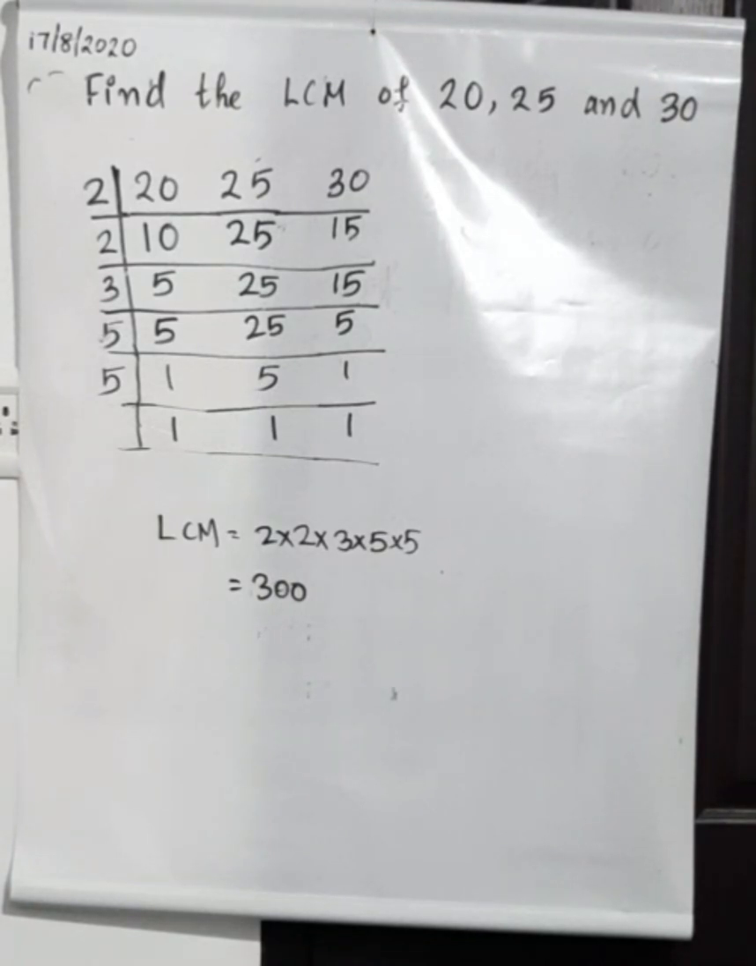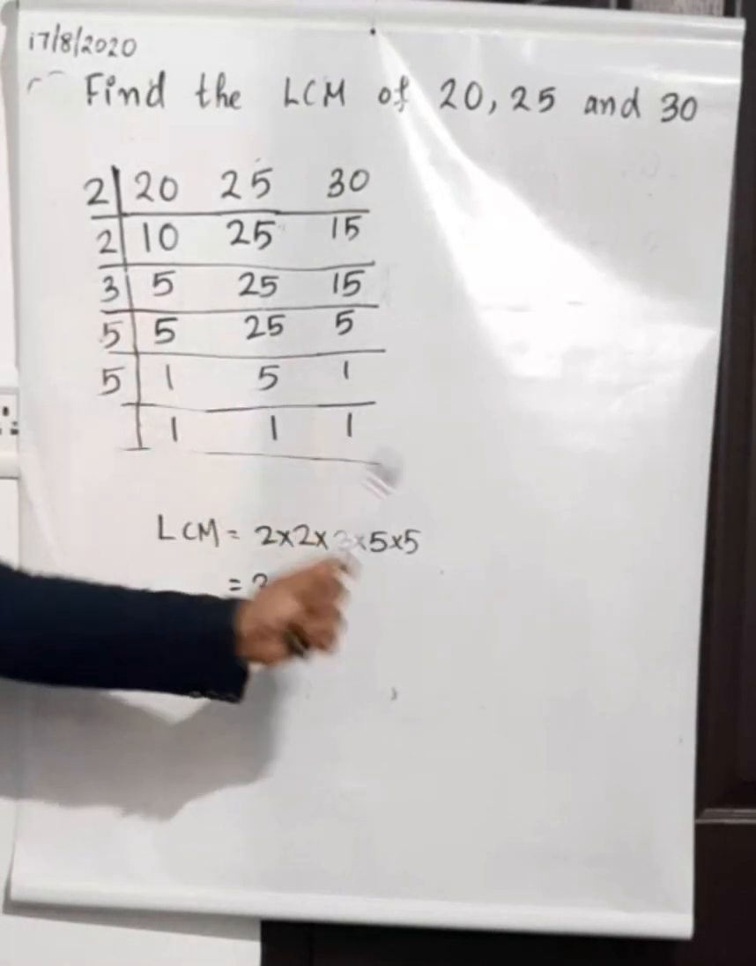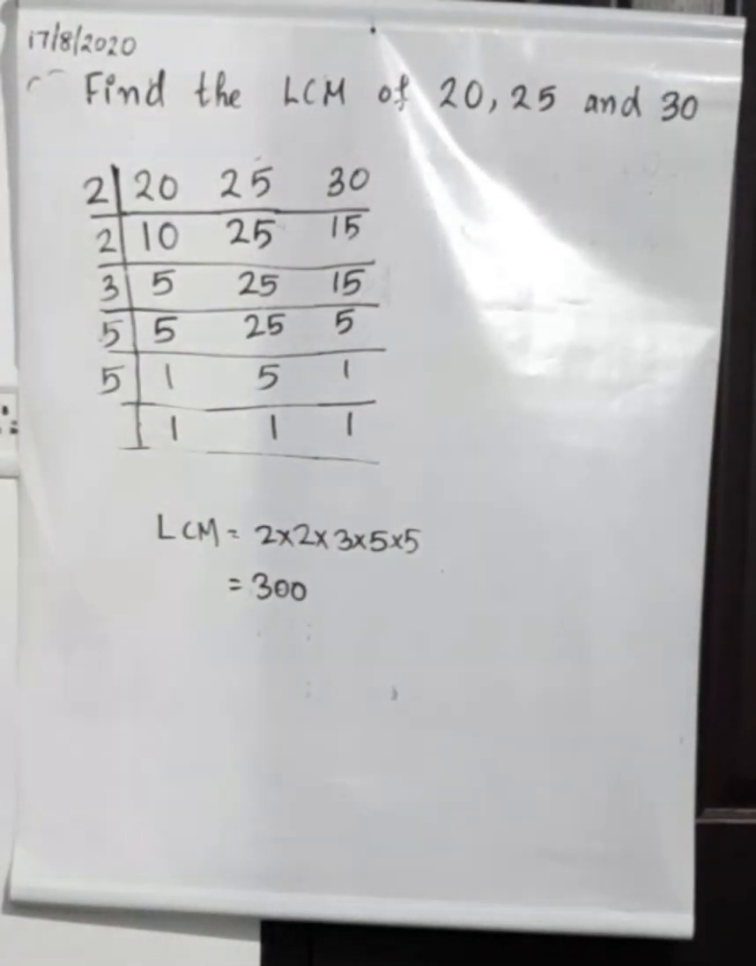Is there any doubt? 2 into 2, 4. 4 into 3, 12. 12 into 5, 60. 60 into 5, 300. Is there any doubt for you? If you have any doubt, you should directly write the multiples of 20, 25 and 30. Then you can find if any mistakes are there. So here we got that the LCM of 20, 25 and 30 is 300.